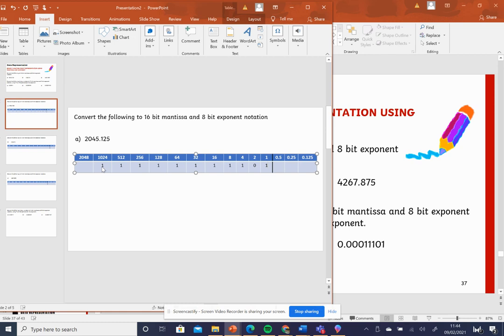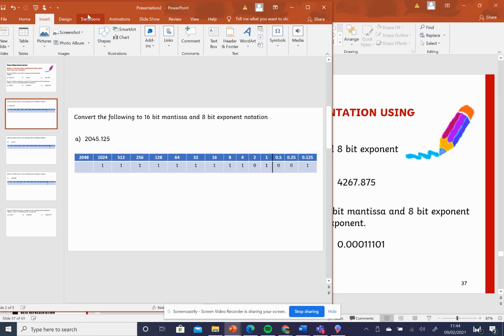Now, we've also got a decimal value in here. It's 0.125. So I've added on these other columns to include our decimal values. The decimal value is just, you go half of 1 for the 0.5, half of 0.5 gives you the 0.25, half of 0.25 gives you the 0.125 that would be required. Okay, so that's our actual value all written out in full.